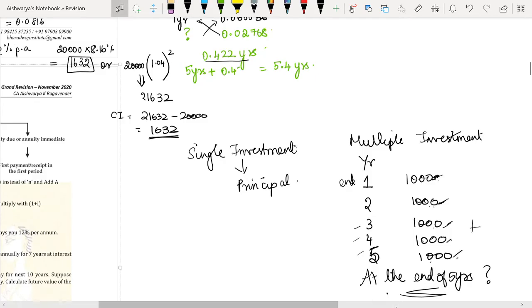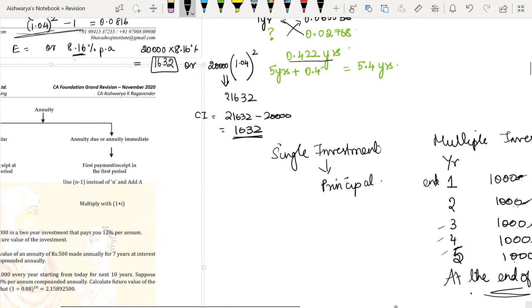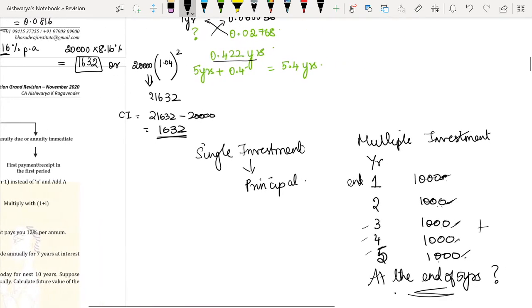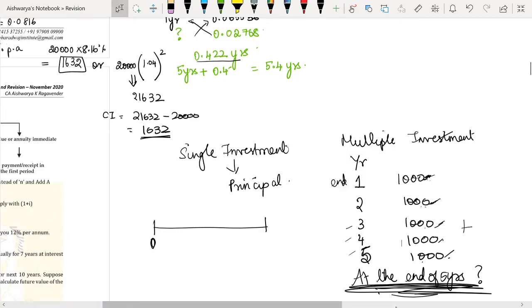For that we have a formula, which is what we have here. Whatever I have discussed with you can be done with the help of this particular formula, FV. FV means future value. You are calculating the value at the end of 5 years in the future. That is in a time graph. Time graph is very important for annuity questions, students, so always ensure that you're drawing the time graph for all the questions. So you have 1, 2, 3, 4 and 5.